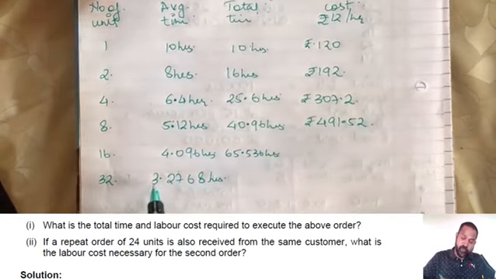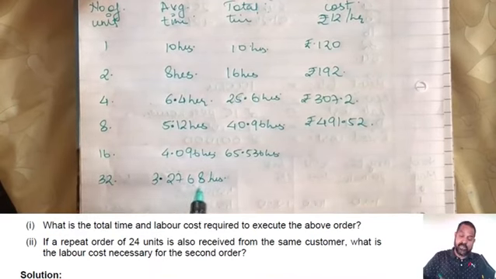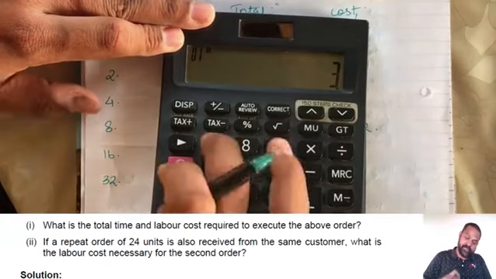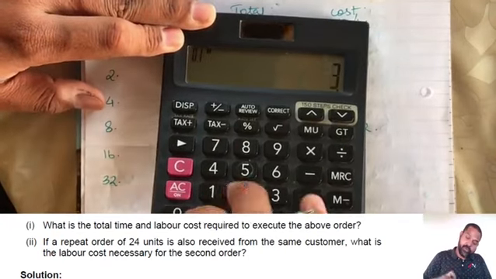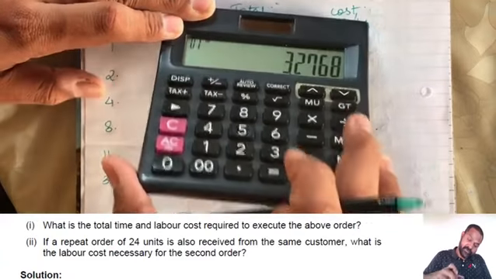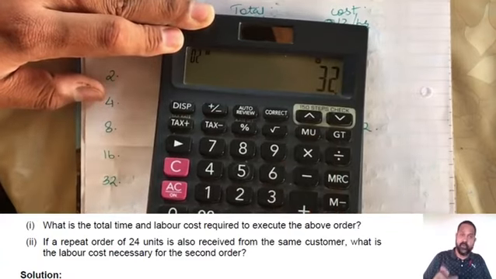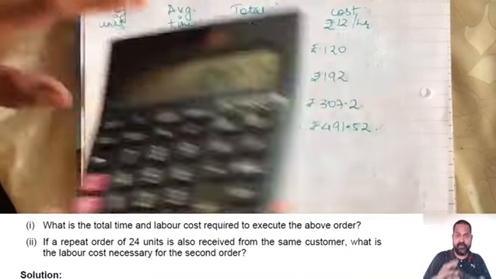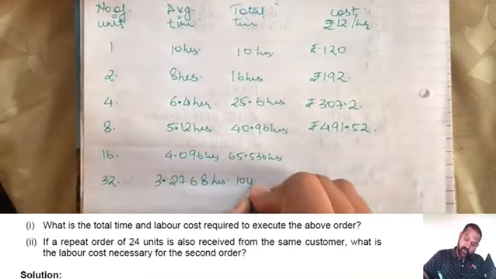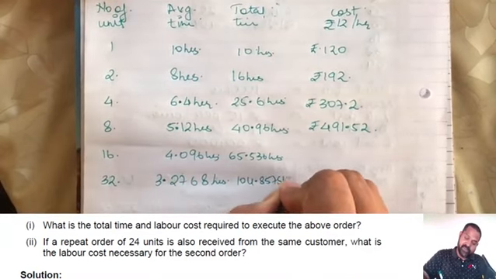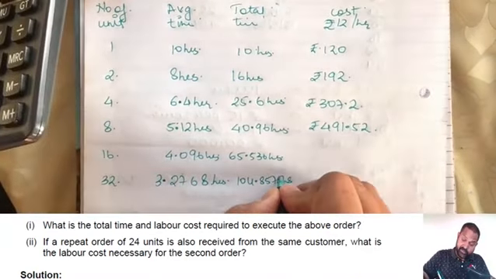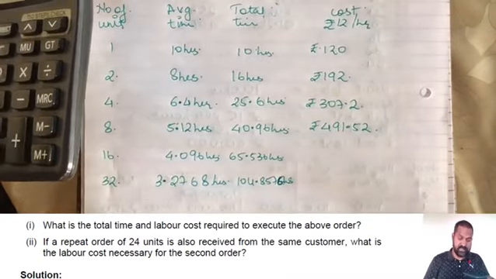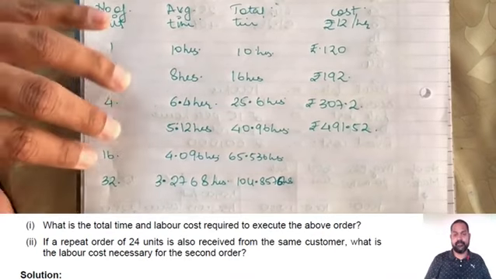If the average for 32 is 3.2768, then the total will be 3.2768 into 32 units that I'm making, which is 104.8576. So this is 104.8576 hours in total. Done.